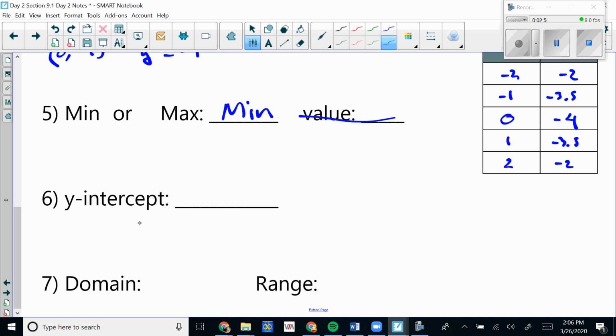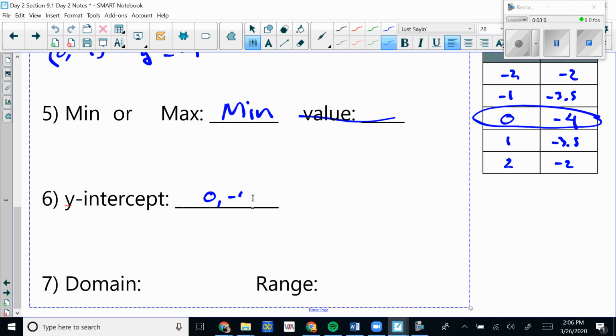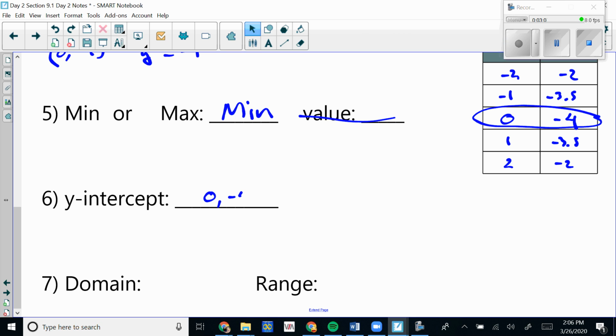And then the y-intercept, that's wherever x equals 0. And it happens to be our vertex on this one. So it's going to be the point 0, -4.